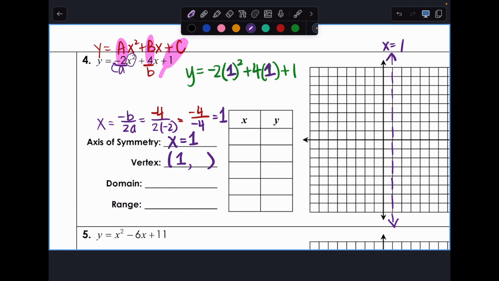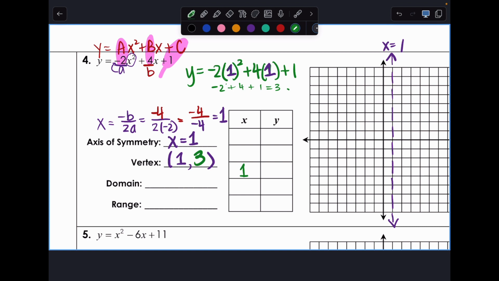-2. Open parentheses, 1, and then close the parentheses after 1, square it. Izzy, calculator. Okay, good. And you got 3? Did everyone get 3? That's -2 times 1 is -2 plus 4 plus 1. That's 2 plus 1 is 3. Kaden was right.